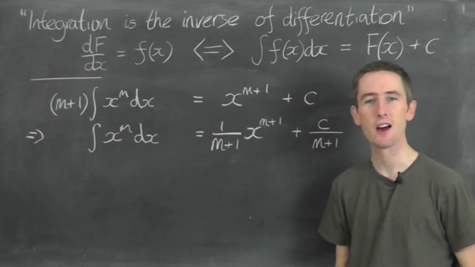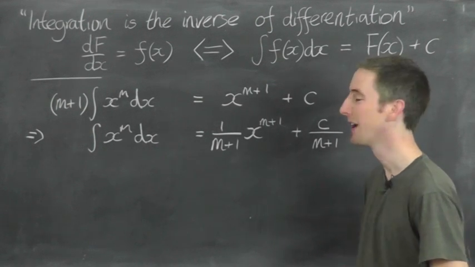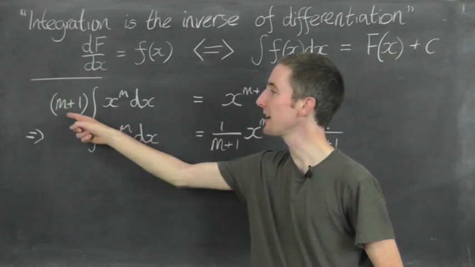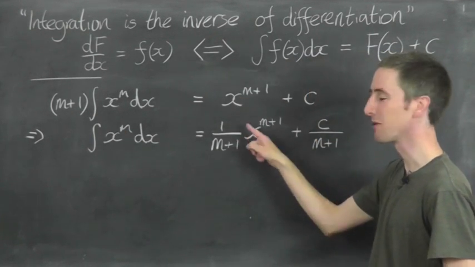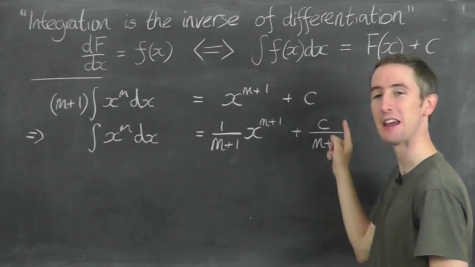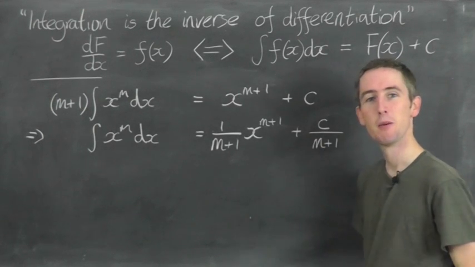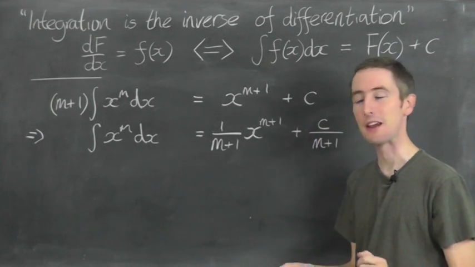If you were watching that last clip closely, you may have seen what looked like a mistake on my part. When I went from this line to this line by dividing through by m plus 1, I divided this term by m plus 1, but I didn't seem to divide the c by m plus 1. And to be technically correct, of course I should. But the thing is, c is a constant which at this point we don't know its value.